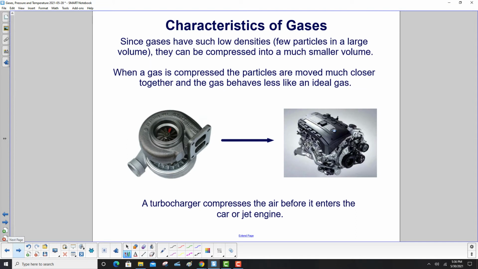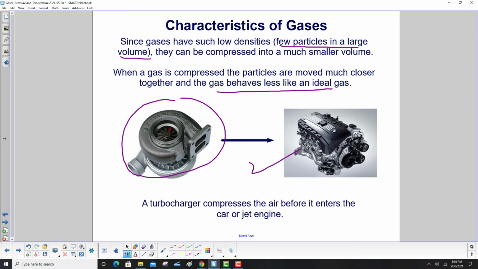Since gases have such low densities, which means few particles in a large volume, they can be compressed into a much smaller volume. When a gas is compressed, the particles are moved much closer together, and it behaves less like an ideal gas. So here's a turbocharger that's in some cars, and that will compress the air before it enters the car or jet engine, which tends to make them more efficient and you can get more power out of them.